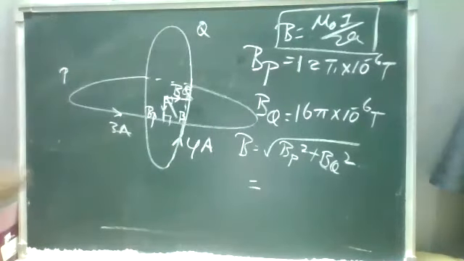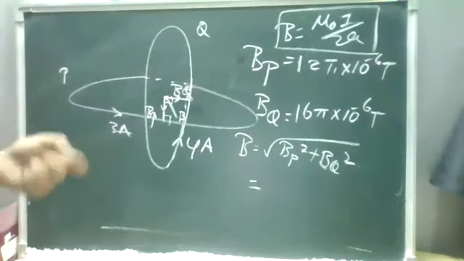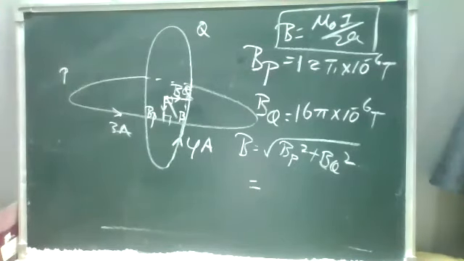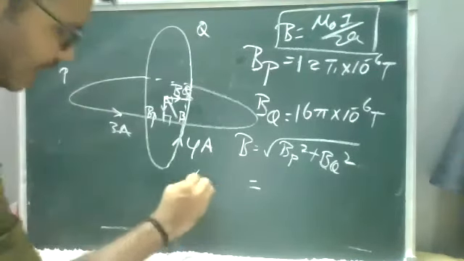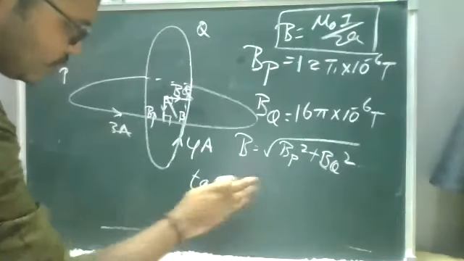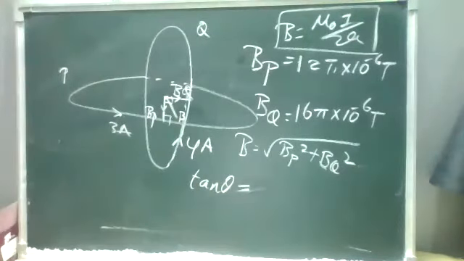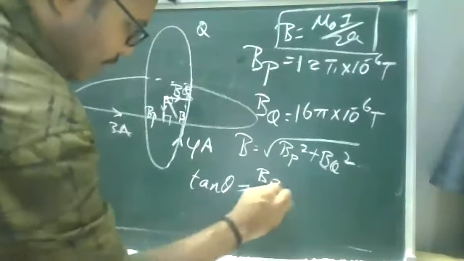And here we have taken an angle theta, alpha, which we have discussed earlier. To find that angle, tan theta is equal to BP by BQ.